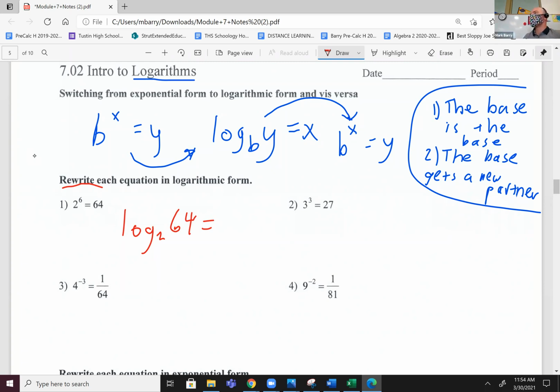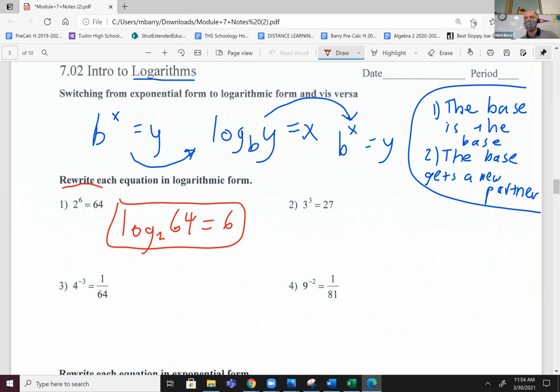So we have log base 2, and we would read this as log base 2 of 64 equals, all right, and then who's all by themselves? 6, right? 2 didn't want to be with 6 anymore, so now 6 is on its own side of the equal sign, and that is it. We are done. For those of you who hate showing work, you probably love these problems, because that's literally all we do, okay?